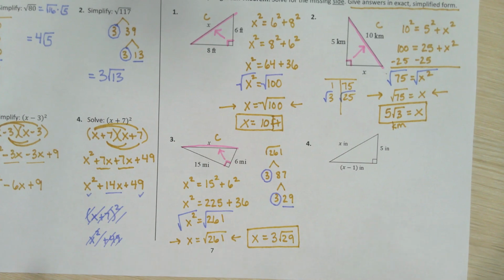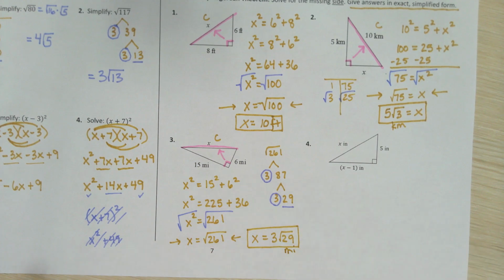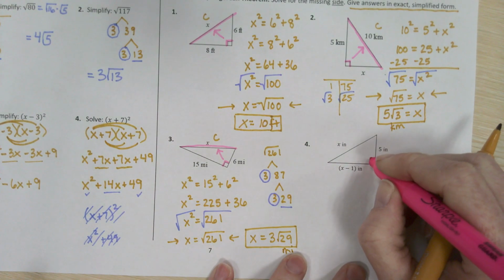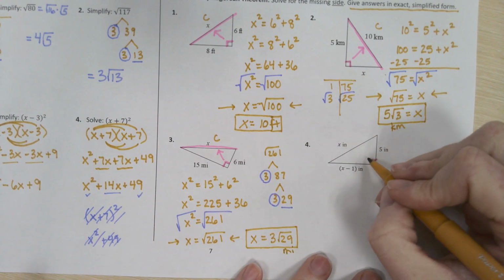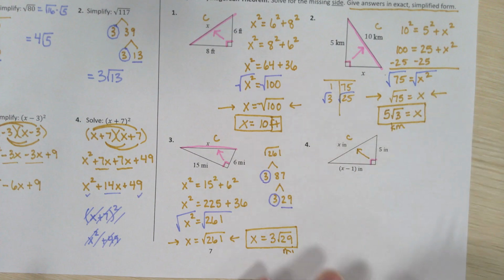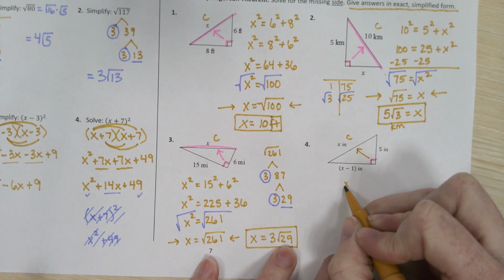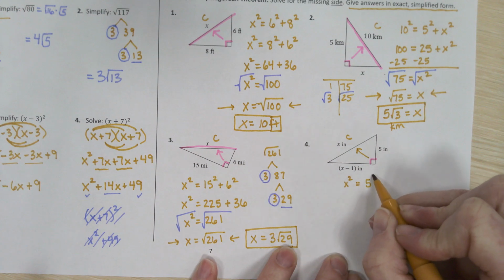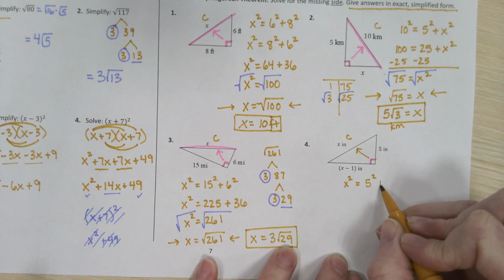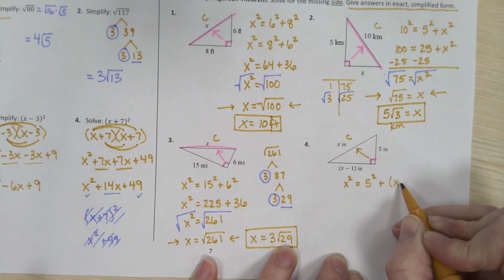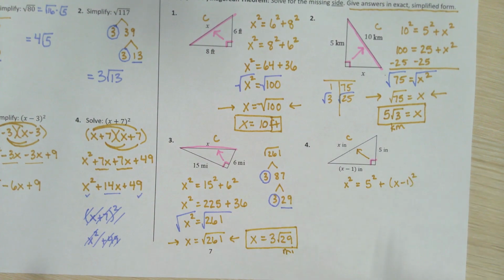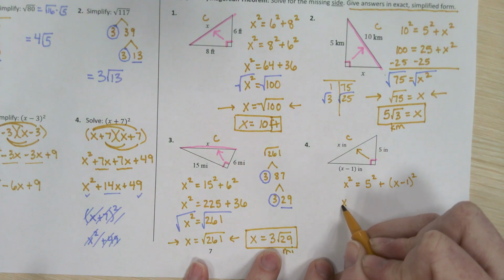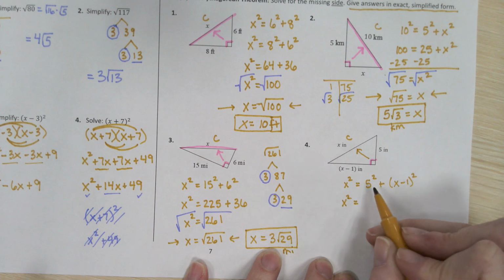All right, last one on this page. Looks a little bit different. I did it again, miles. But this one is going to be set up in a similar way. It's just going to have some more algebra. So there's our c. We're going to have x squared equals, and then we've got one side that's a number. I'm going to call that a, so 5 squared, plus this side also has x, but it's the quantity x minus 1 squared. Nothing to simplify over on the left side of the equation.